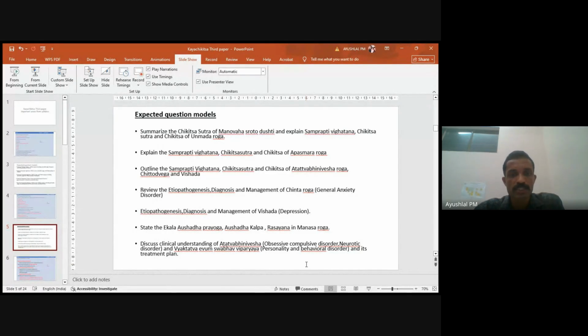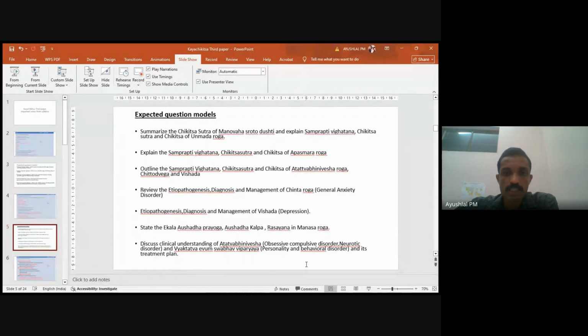Then another question is: explain Samprapti Vighadana, Chikitsa Sutra and Chikitsa of Apasmara Roga. The slokas, even for Unmada Chikitsa Sutra and Apasmara Chikitsa Sutra, I think you all have heard the Chikitsa Sutras. So this is important. Then the third question is: outline the Samprapti Vighadana, Chikitsa Sutra and Chikitsa of Atattvabhinivesha Roga, Chittodvega and Vishada. These three questions are most important.